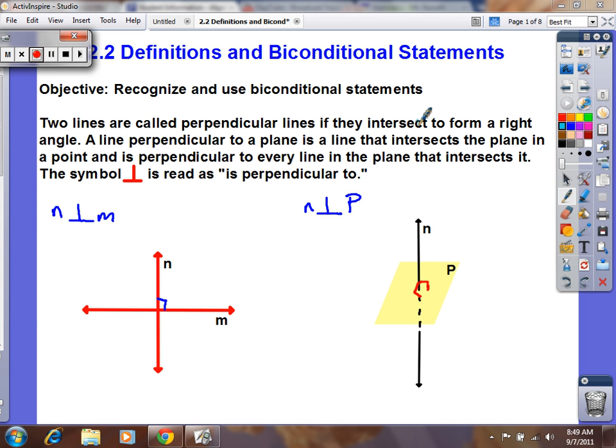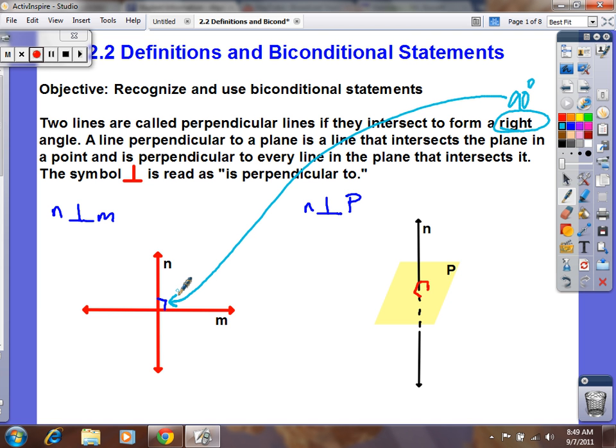Perpendicular, hopefully it's nothing new. Two lines are perpendicular if they intersect to form a right angle. Circle that. Okay, a right angle. That's 90 degrees. Do you see this little square mark right here? That means right angle. That means 90 degrees.